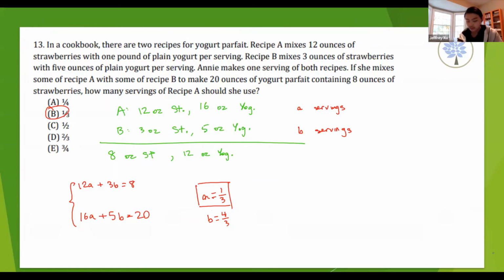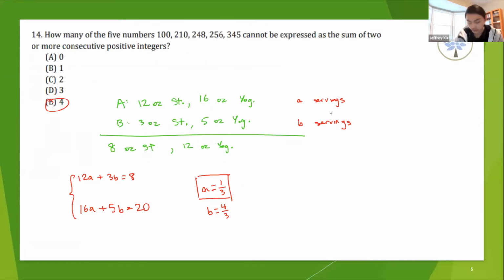So the next one should be number 14. And oh, I need to delete my annotations. The answer is not E. Please don't ignore that.